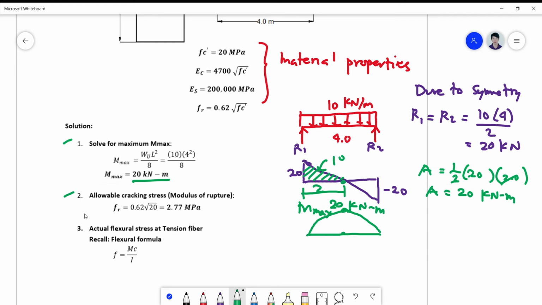Okay, so the second step now is to solve for the modulus of rupture, or the cracking stress. So the cracking stress and the modulus of rupture are just the same. So from the formula I showed you a while ago on the first video, Fr is equal to 0.62 square root of Fc prime. So this is your Fc prime, which is 20. So your stress now becomes 2.77 megapascal. So this is the amount of stress that the concrete can hold before it cracks. Okay? So the modulus of rupture simply gives you the maximum stress that the concrete can withstand before it cracks.